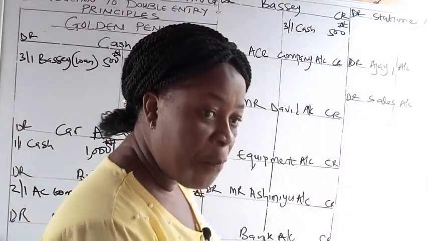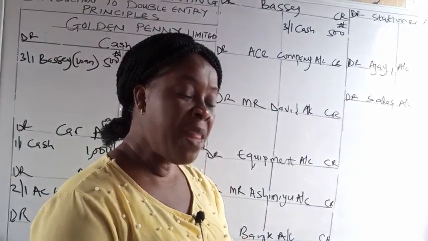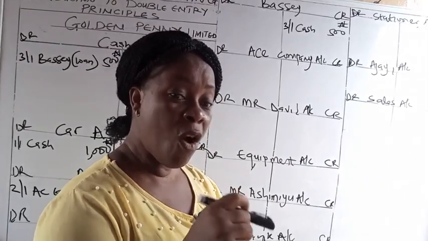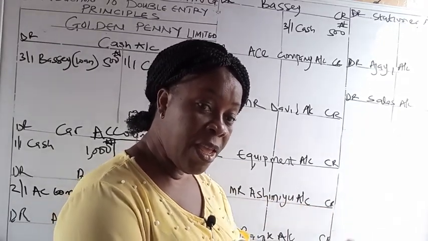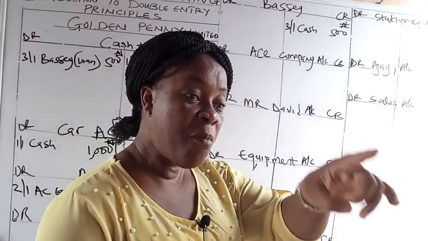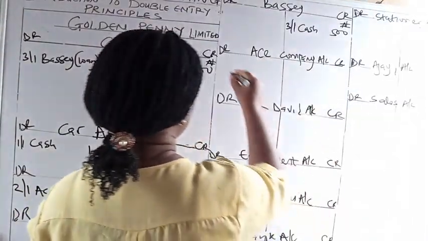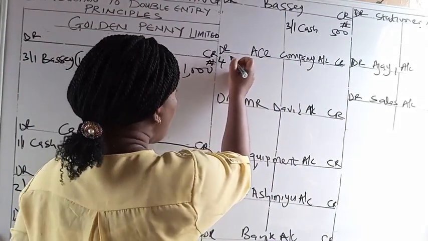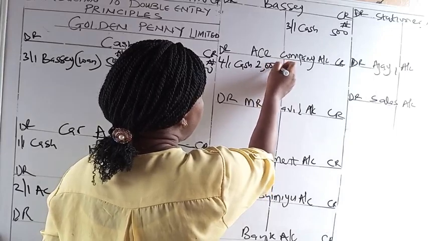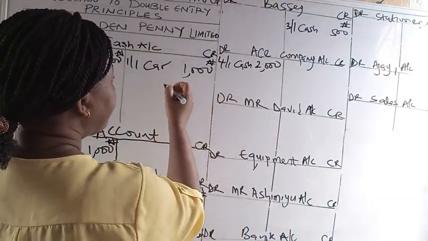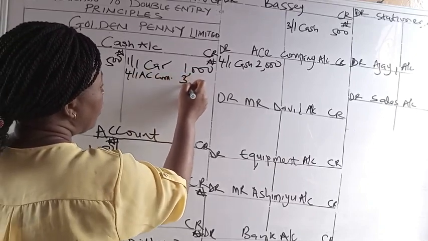January 4, paid AC Computer by cash, 2,000 naira. So the indebtedness of the organization to AC Computer, when it was paid, reduced. And the asset as per cash that was paid equally reduced. So for that, we shall debit AC Computer and credit cash account. So AC Computer, 4-1 cash, 2,000 naira. Then we are going to credit cash 4-1 AC Computer, 2,000 naira.